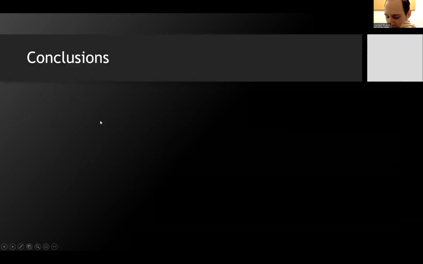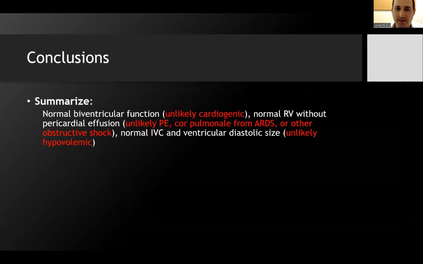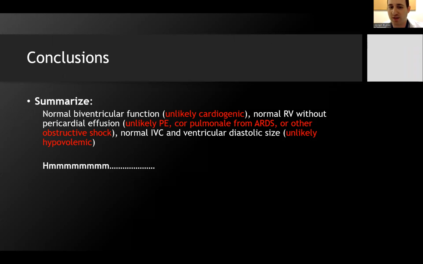So if you had this patient with undifferentiated shock and you wanted to tie together all your echo clips, you might say that this patient has seemingly normal biventricular function, so it's probably not cardiogenic. Normal RV without a pericardial effusion, or I should say a small pericardial effusion, so probably not a PE or cor pulmonale or another form of obstructive shock. Normal RV and ventricular diastolic size, so it's unlikely hypovolemic shock. So you might be scratching your head right now, which I think is the right response.